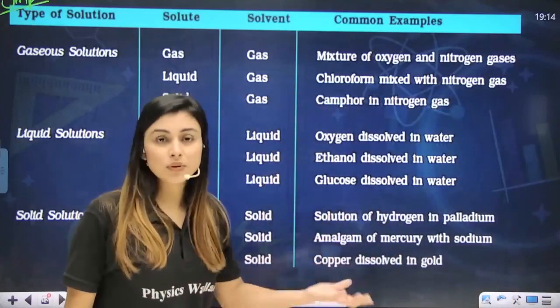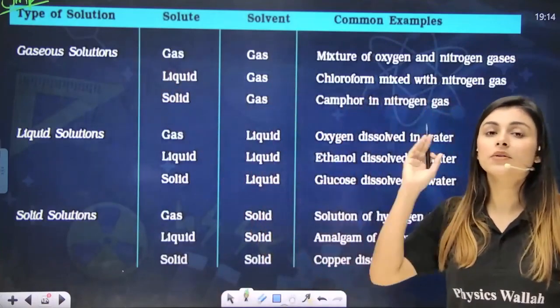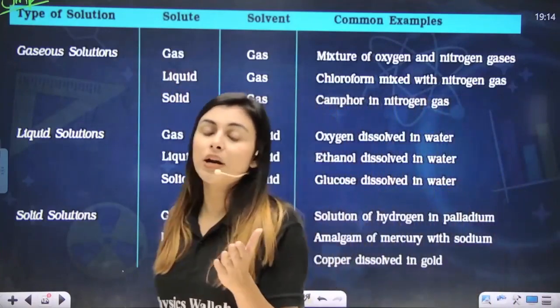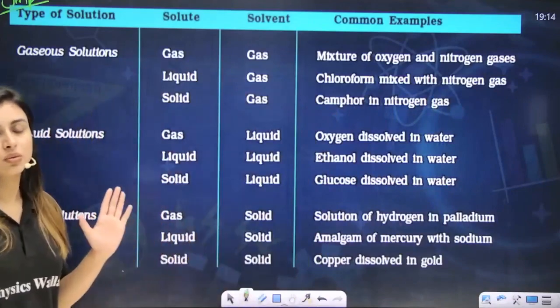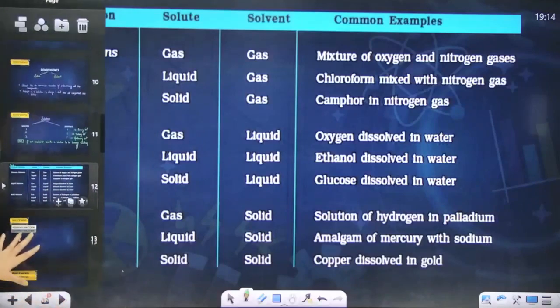Here are the examples which you need to memorize. I have written important here. So go through this table and write this table. This is also available in your NCERT. So pause the video, write it, and then we'll move forward. Okay, so now let's move forward, my dear students.